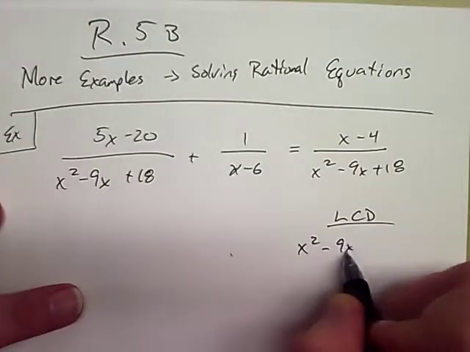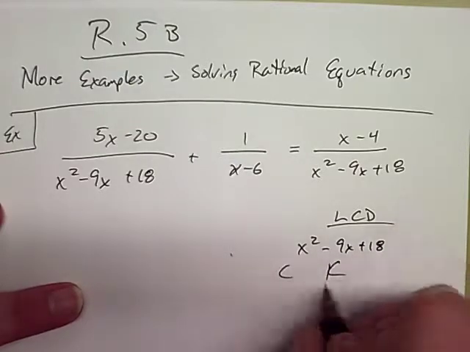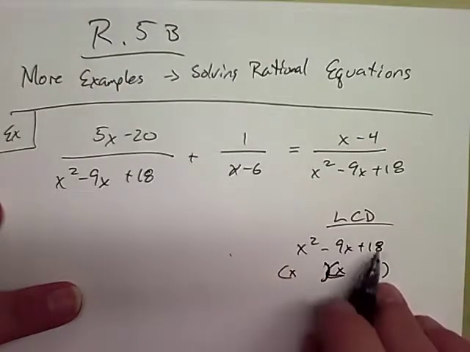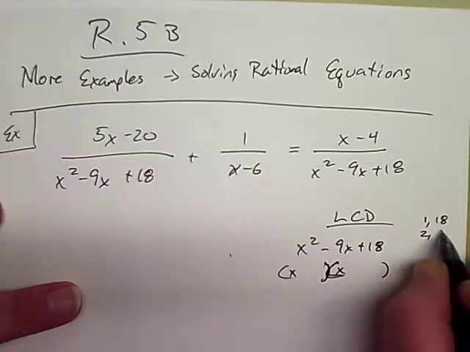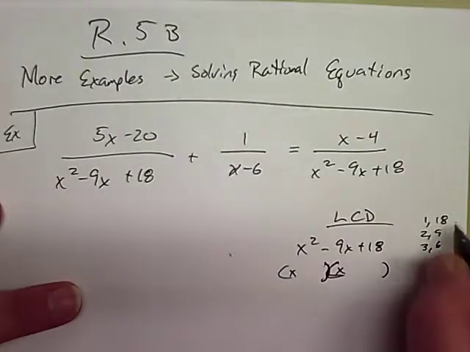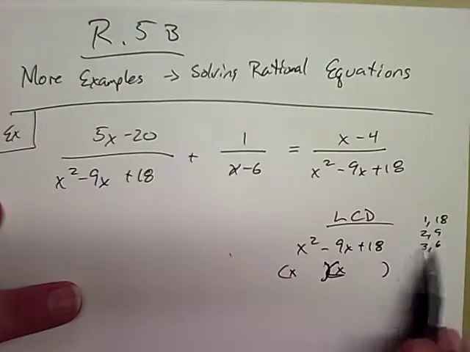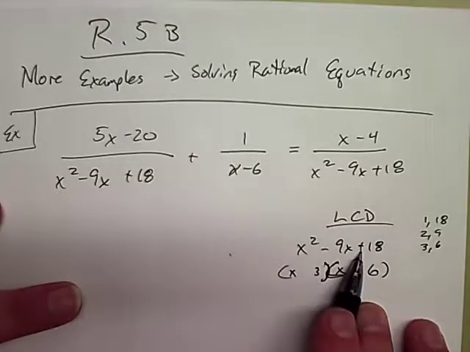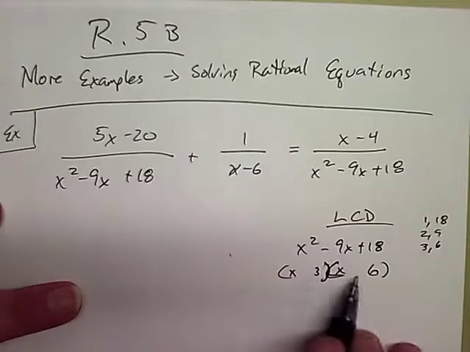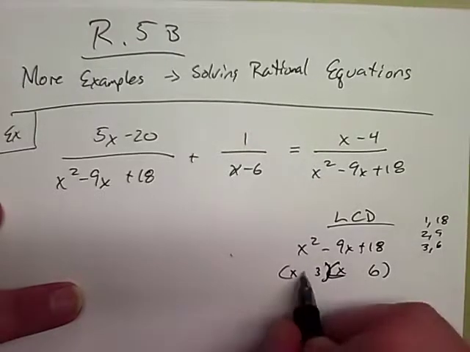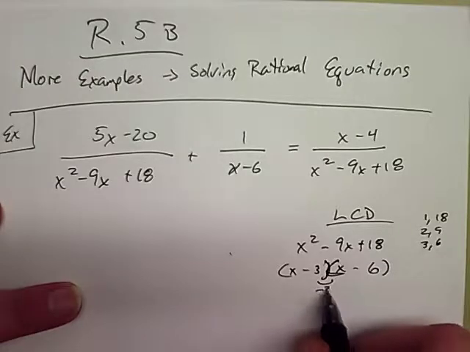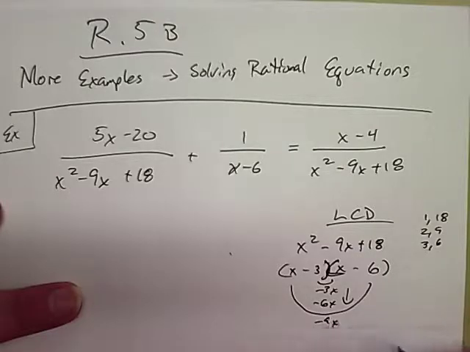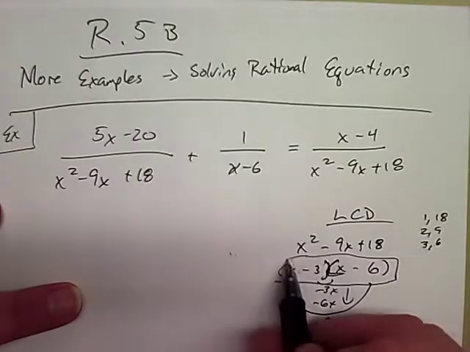So let's factor x squared minus 9x plus 18. My first terms have to be x and x. Factors of 18: 1 and 18, 2 and 9, 3 and 6. Start with the ones closest together, 3 and 6. The last sign is positive, so the two signs have to be the same, and they're both negative. So x minus 3, x minus 6. Checking: negative 3x and negative 6x add to negative 9x. So these are my factors.